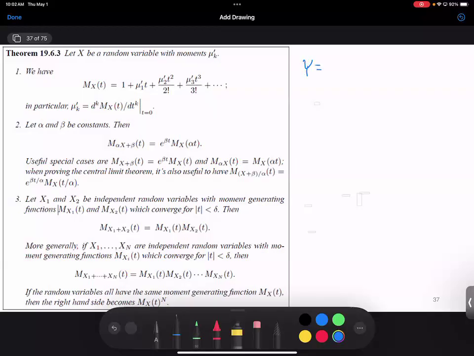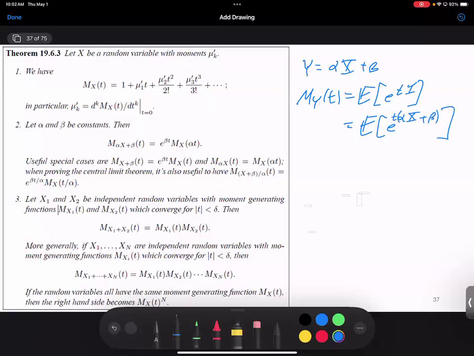If y is equal to alpha x plus beta, then the moment generating function of y is the expected value of e to the ty, and then that's just the expected value of e to the t times alpha x plus beta. And now we basically just multiply things out, pull things outside of the expectation because it's a constant.